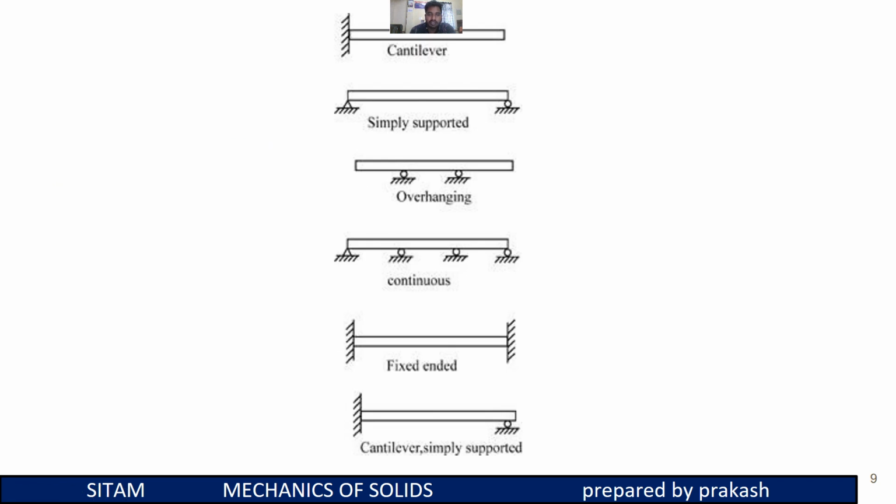So here these are the different types of beams which we have discussed now: cantilever, simply supported, overhanging, continuous, and fixed beams.